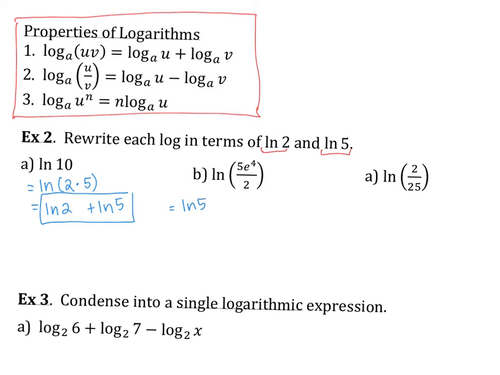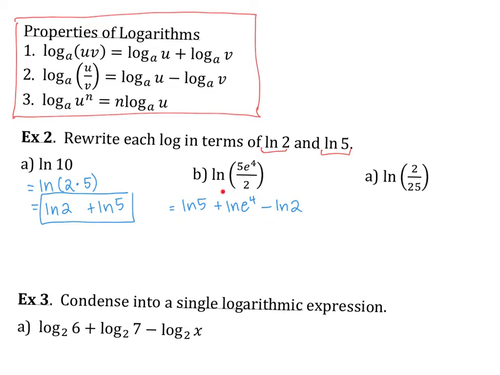Okay, and then I have the times e to the fourth, so I'm adding ln e to the 4th. And since the 2 is at the denominator, if I want to separate this out, this is subtracting ln 2. Okay, this is looking a lot better. I see that I have an ln 5 here. I see I have an ln 2 here, which are both good.